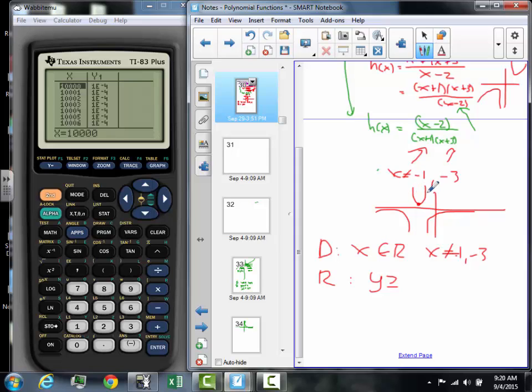For that little quasi parabola sitting up there, what's the y value there? 3.9. Okay, 3.9 will work. Does that make sense? Y is going to have to be bigger than that 3.9.